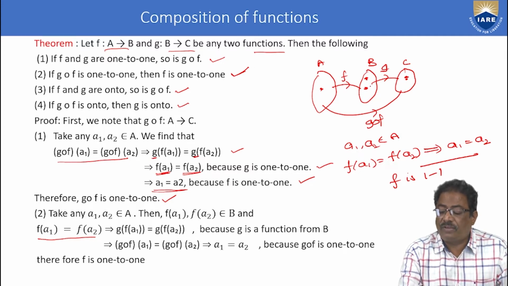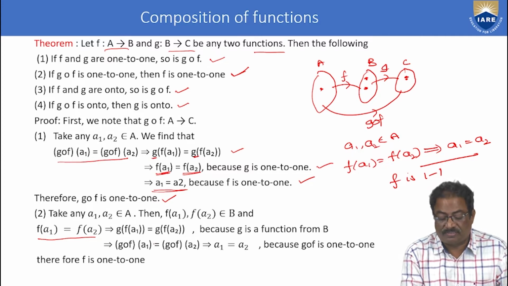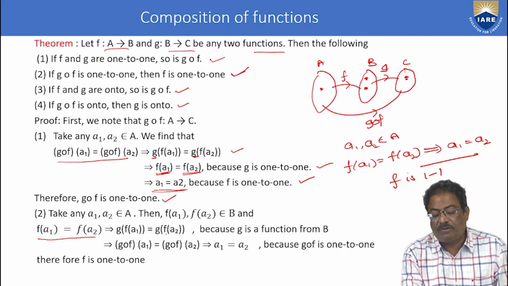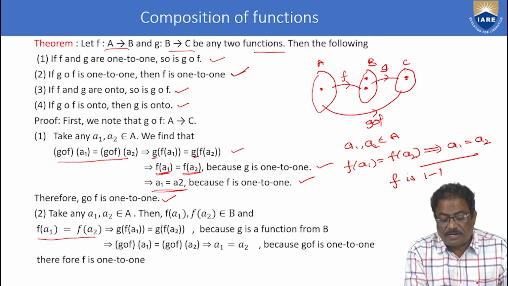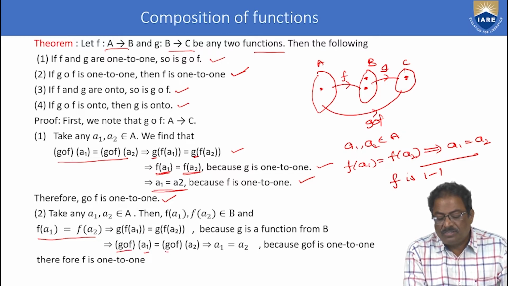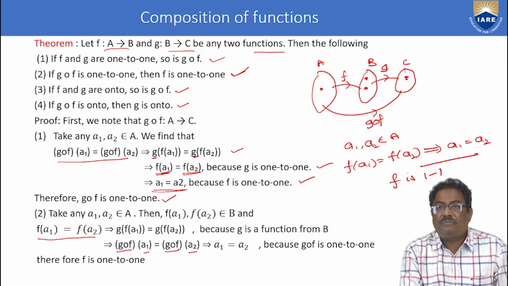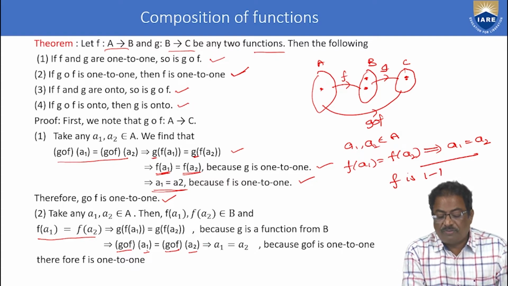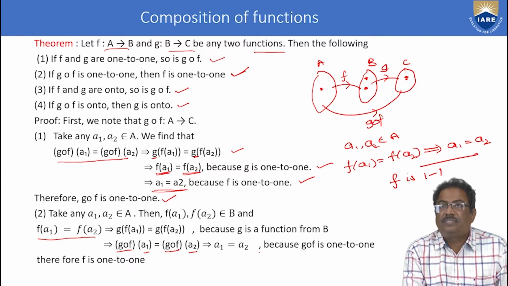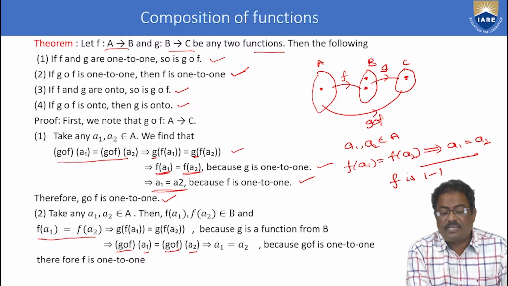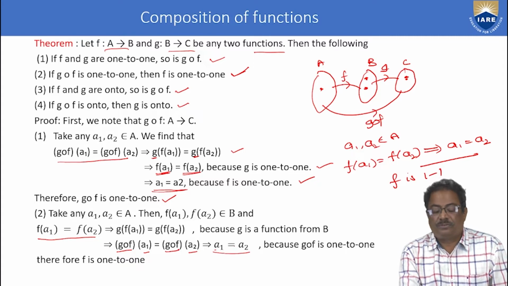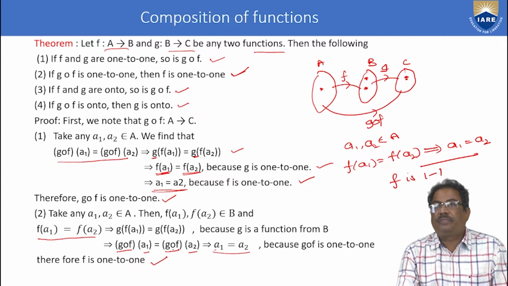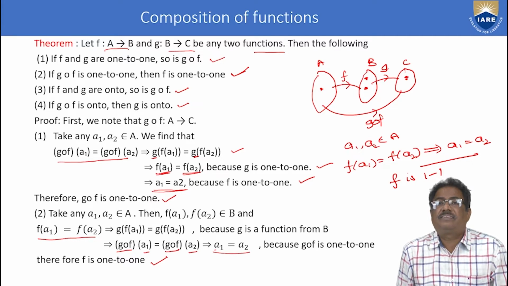So g of f of a1 exists, g of f of a2 exists. So I am taking g of f of a1, g of f of a2, because this is a function from B to C. Then this can be written as g of f a1, g of f a2. So g of f is already given, it is 1-1. So g of f a1 is equal to g of f a2 implies a1 is equal to a2. Which implies, I am just taking f of a1 is equal to f of a2 and we proved that a1 is equal to a2. So we can say that f is 1-1. f is 1-1. So this is the second proof.